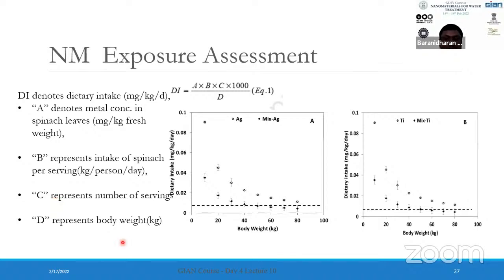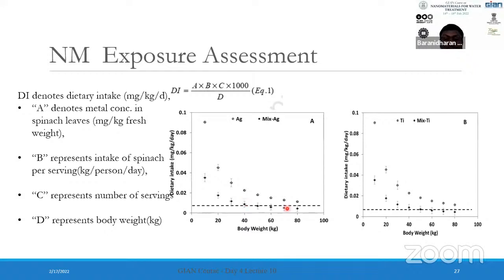And D represents the body weight, because the body weight of a child as well as the adult will be different. So in this case, three different nanoparticles were exposed: silver, titanium dioxide, and a mixture of these two. And it was found that, interestingly, the mixture had a greater effect on the age group of less than 50, whereas after the age group of 50, they didn't. They were very well less than that of the reference dose.